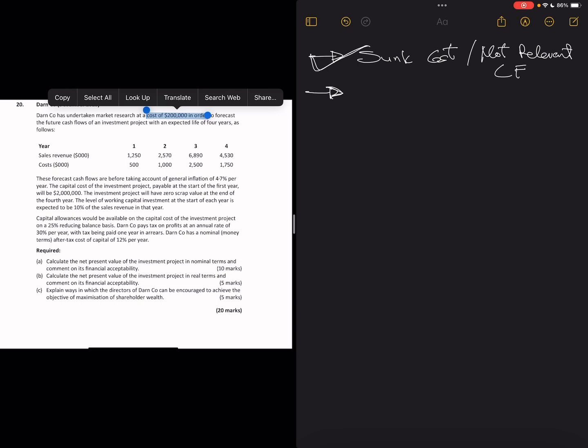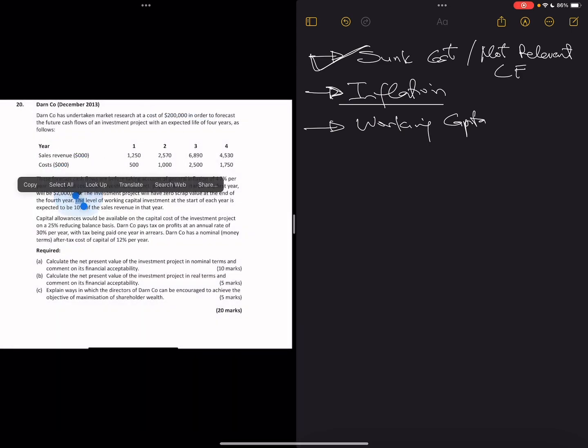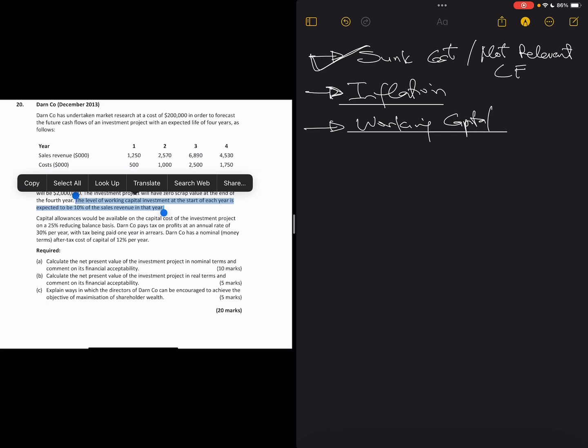I can see the concept of inflation as well is being tested in this question. As you can see, the cash flow that we've been given has been given before taking into account a general inflation of 4.7%, which means the cash flow is a real cash flow. That concept is being tested. Another concept I see here is working capital, which we have looked at. The question says that the level of working capital required at the beginning of each year is expected to be 10% of revenue of that year. So we need to know what that will mean in terms of cash flows, which is what we'll be using to plot our cash flows for PV calculation.